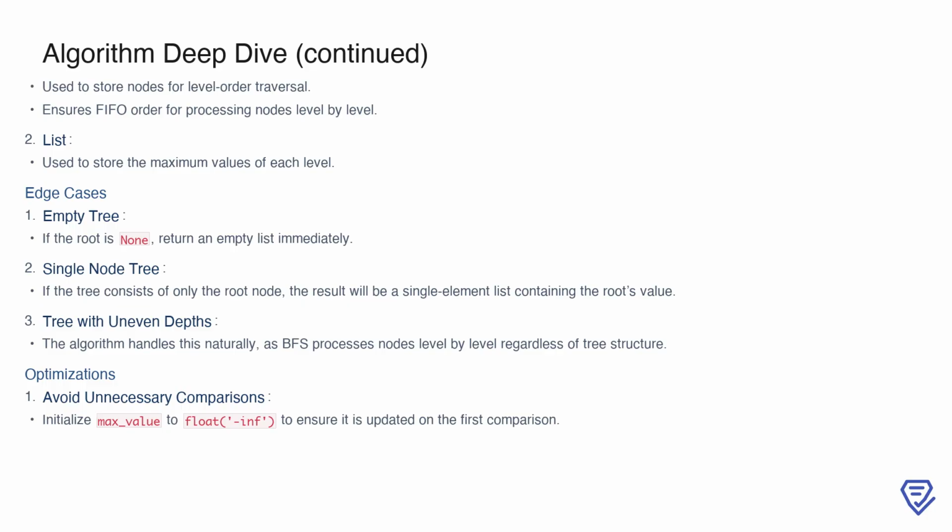Additionally, it's important to consider edge cases that the algorithm handles gracefully. For instance, if the tree is empty, we return an empty list right away. If the tree contains only a single node, the result is a list with just the value of that node. The algorithm also naturally handles trees with uneven depths, since BFS processes nodes level by level regardless of the tree structure. To optimize further, initializing max_value to -infinity ensures that we avoid unnecessary comparisons, as the first node in a level will always update this value.